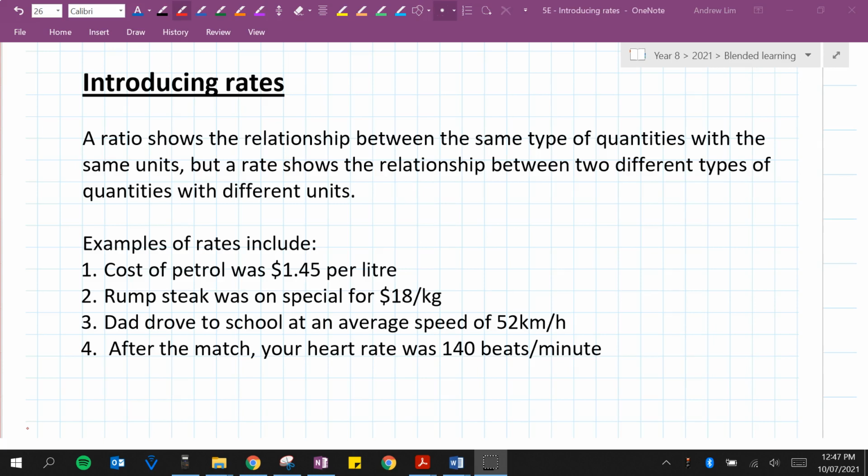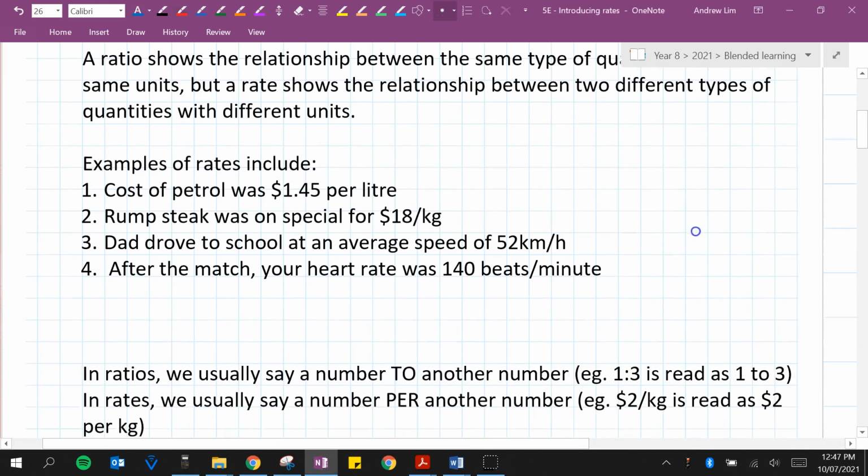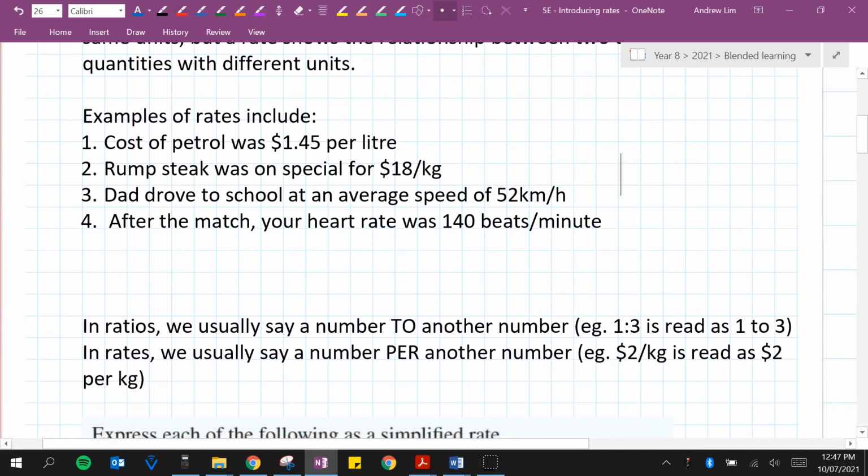So what's the difference between a ratio and a rate? Well, a ratio shows the relationship between the same type of quantities with the same units, but a rate shows the relationship between two different types of quantities with different units. So for example, here we've got the cost of petrol was $1.45 per liter. So we can see here that this is a rate because this is dollars per liter. They are different units. It's not dollars per dollar. It's not liters per liter.